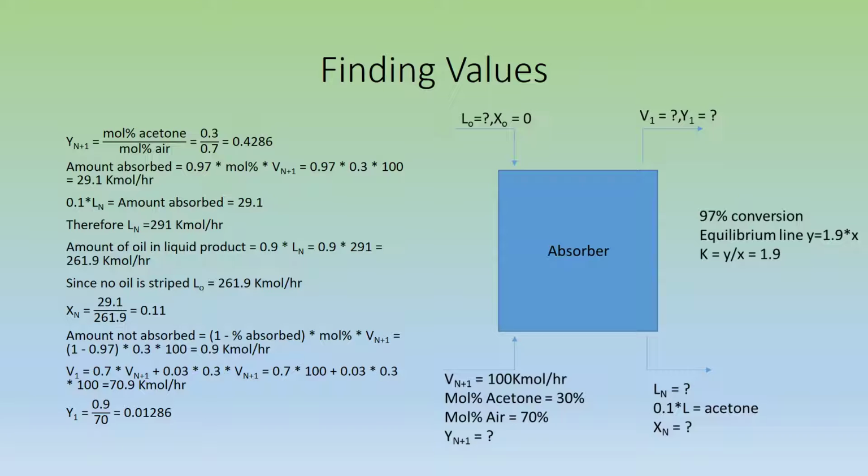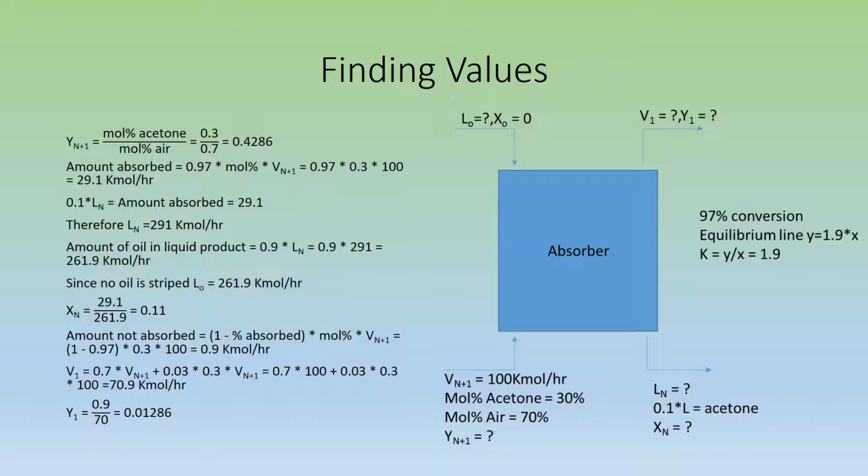Yn plus 1 is equal to the mole of acetone over the mole of acetone-free vapor, which is the air, so that is 0.3 over 0.7, which gives us 0.4286. The amount absorbed is 97% of what came in, so that's 0.97 times the mole percent times the 100 assumed kilomoles an hour, which gives us 29.1 kilomoles an hour.